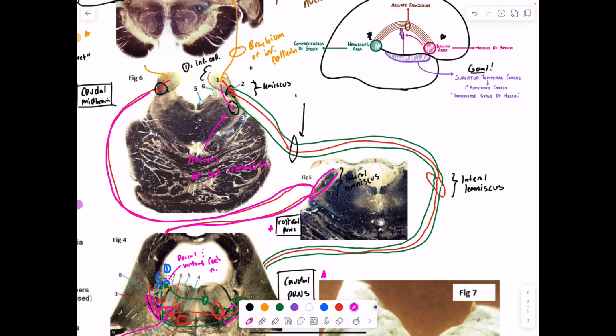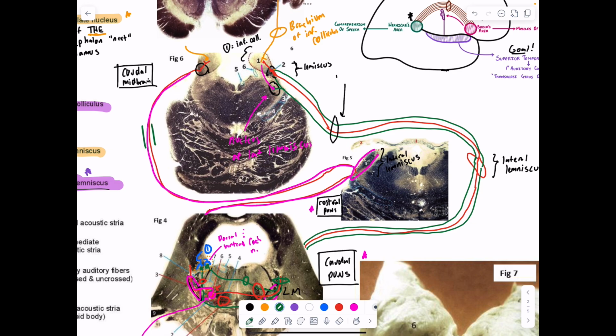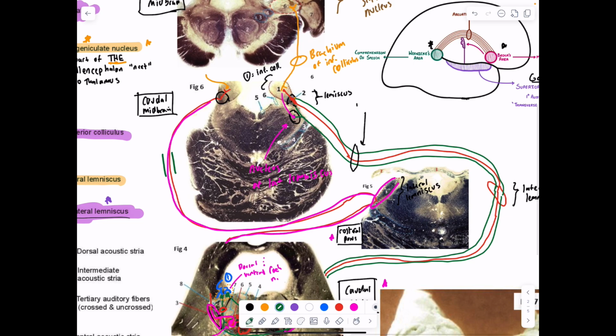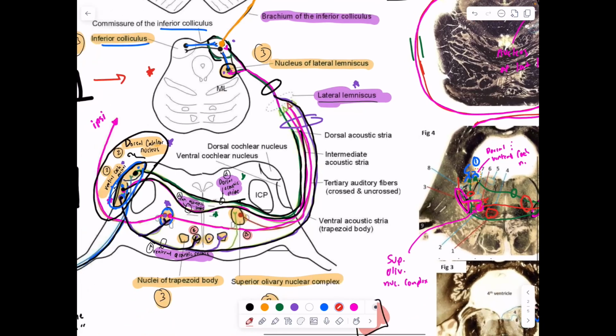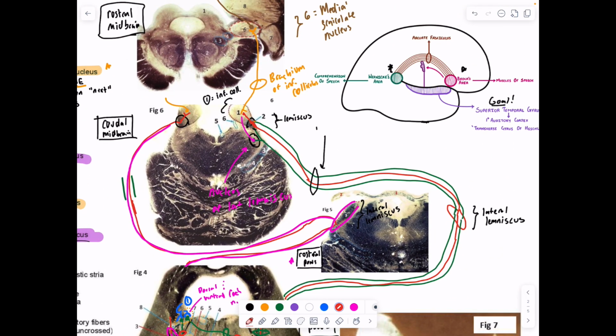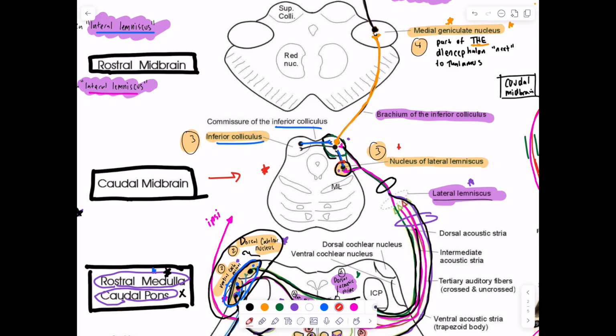All right, and this red one is from the olivary complex, but there would theoretically be more of the fibers, the striae, from the dorsal acoustic striae, intermediate acoustic striae on both sides. So this red nerve by itself is in fact the offshoot of the superior olivary nuclear complex. Okay, so here we go through rostral medulla in this region. This is lateral lemniscus. Then we get to the caudal midbrain, and in caudal midbrain, we said you're going to go ahead and synapse here and here.